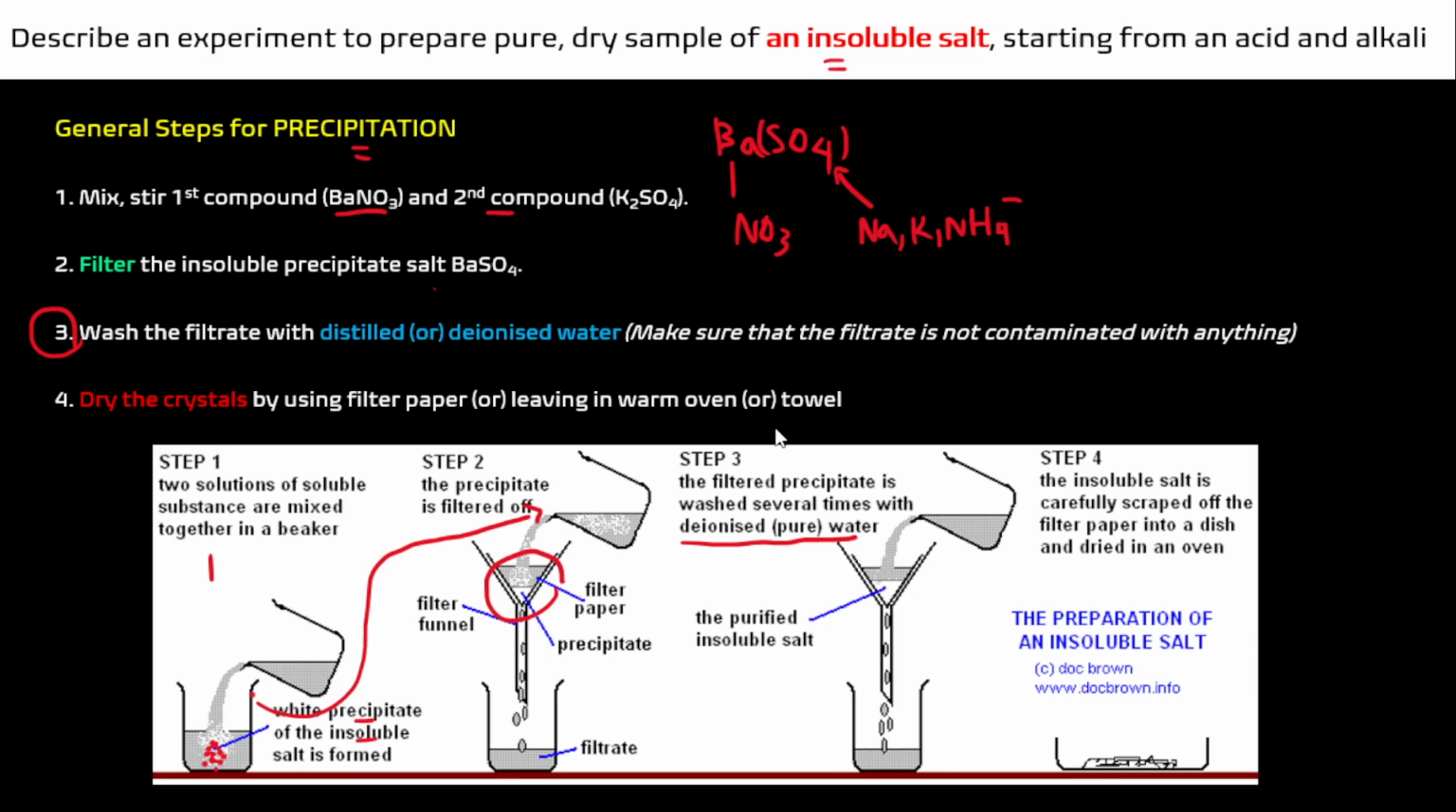Now in the final step, just because we're trying to find a dry sample all the time, use a filter paper, leave it in a warm place, use a towel, similar process as before. You need to dry your crystal. Alright, so that's essentially how you prepare a soluble salt and an insoluble salt.